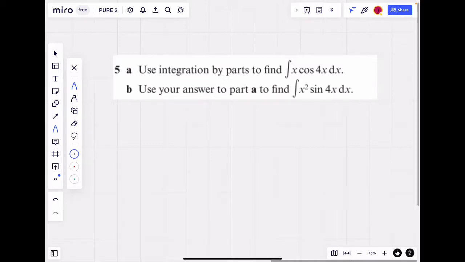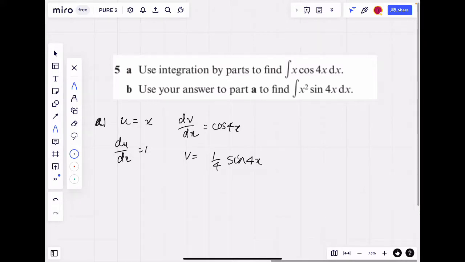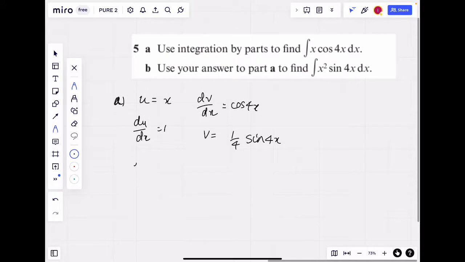Okay, first one. u is equal to x and dv by dx is equal to cos 4x. So du by dx is just 1 and v is a quarter sine 4x. So x over 4 sine 4x minus the integral of 1 over 4 sine 4x times by 1, which is just that.